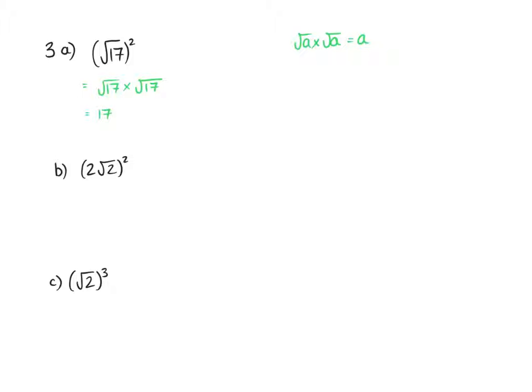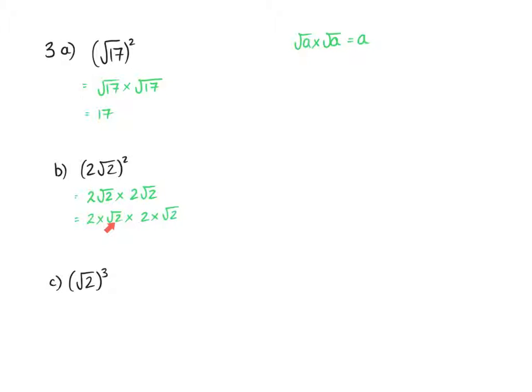Right, so part B. Again, so we've got 2 root 2 times by 2 root 2. Okay, this one's not quite so simple. So if we split it down, it's like 2 times root 2 times by 2 times by root 2. So we've got a root 2 times a root 2. So these two here, root 2 times root 2 gives us 2.